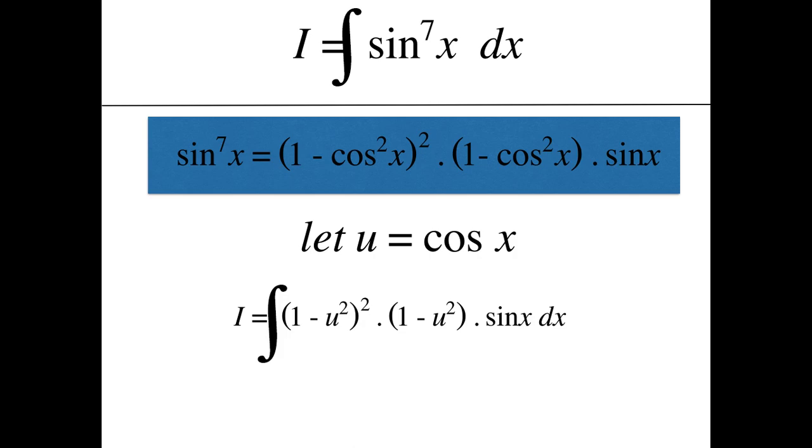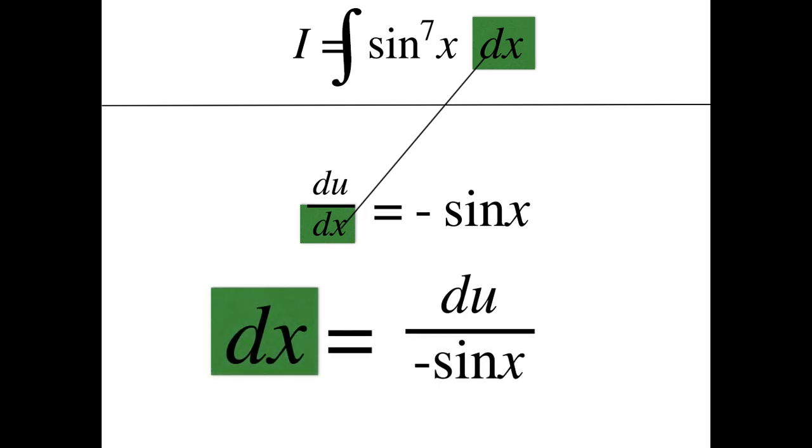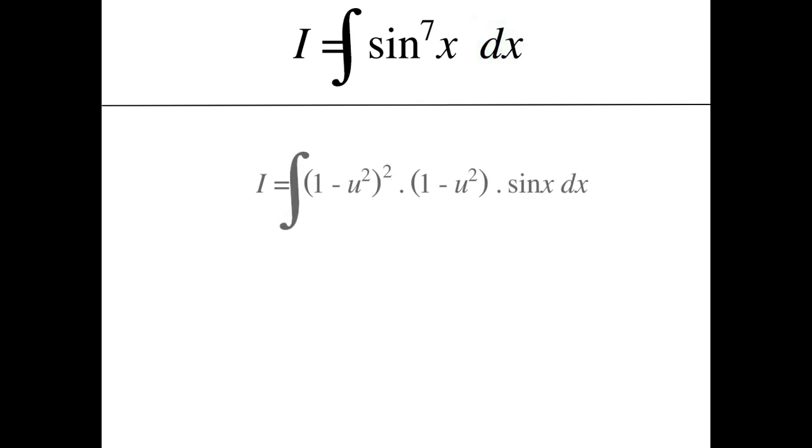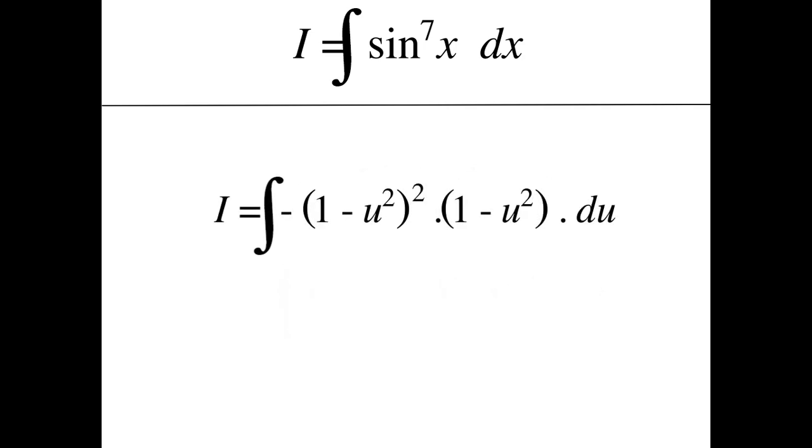Now what can we do for the dx term? We know that if du by dx is equal to minus sin x, then dx is du upon minus sin x, right? Just substitute it, cancel some stuff, and you'll get minus 1 minus u squared whole square times 1 minus u squared times du. So this is the main foundation now. You have already built up the roof. Now you only need to produce the chimney.